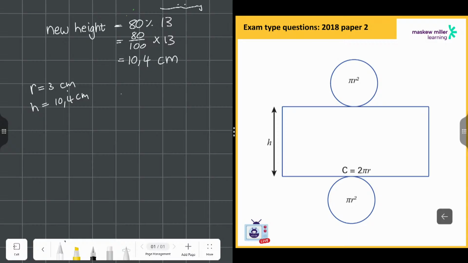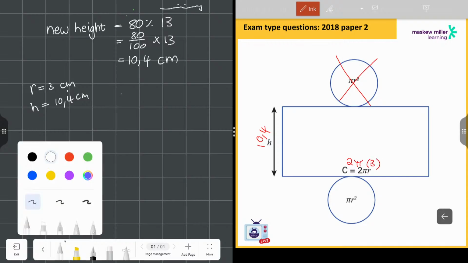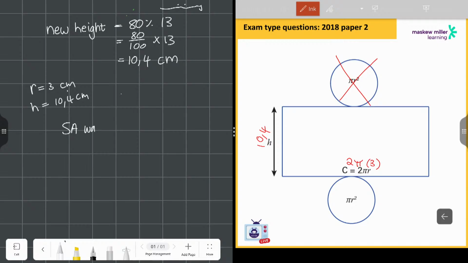So we're going to exclude our top circle because it's going to be an open top. We're going to find the area of this and the area of that. Let's write it on here, 10,4, and our circumference is 2 pi r, so it's 2 pi times our radius, which is 3. Let's get our surface area. This is the surface area of the water. It's the surface area that the water touches. So it's going to be pi r squared, which is the circle, plus our length times breadth, which is height times 2 pi r. That's the formula.